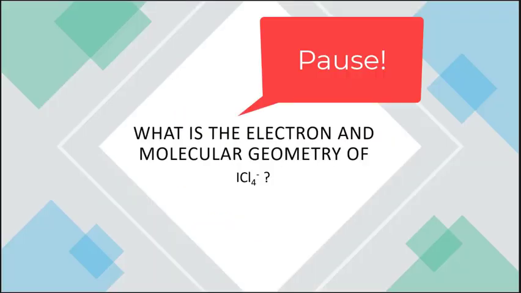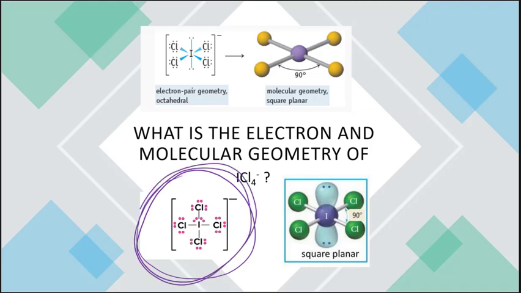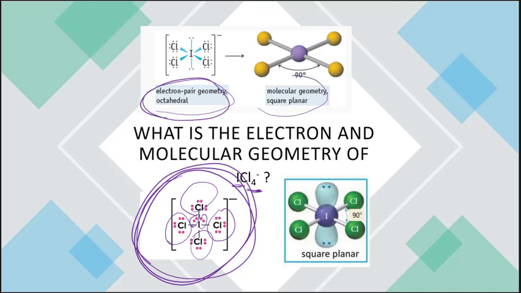Try building ICl4-. If I added up all of my electrons, I would have 4 chlorines coming off of it. So that'd be 8, 16, 24, 32. But if you did your electron count, there should be 36 electrons that we have to account for. So that would be 2 sets of lone pairs. 4 atoms and 2 lone pairs. Its electron geometry would be octahedral. Its molecular geometry would be square planar.